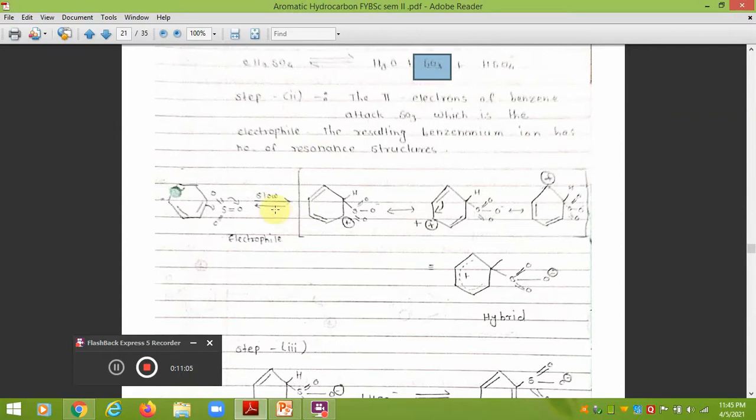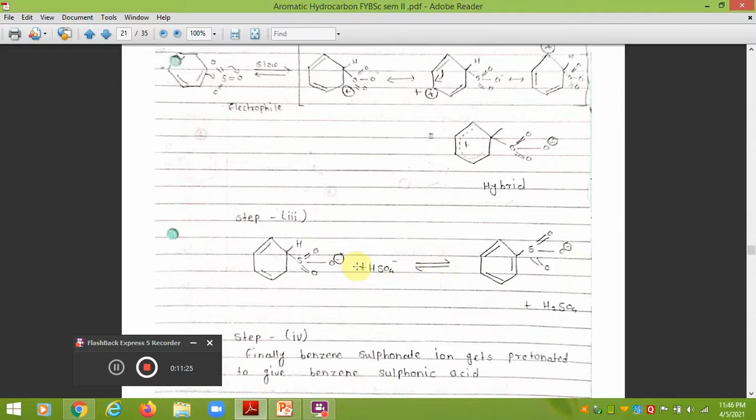So in the next step, attack of electrophile. The pi electron cloud of benzene attacks this sulfur trioxide, which is the electrophile, and it gives the formation of a carbocation that we call the benzenonium ion. It is the slow step of the reaction, in which the aromatic character of benzene is lost.